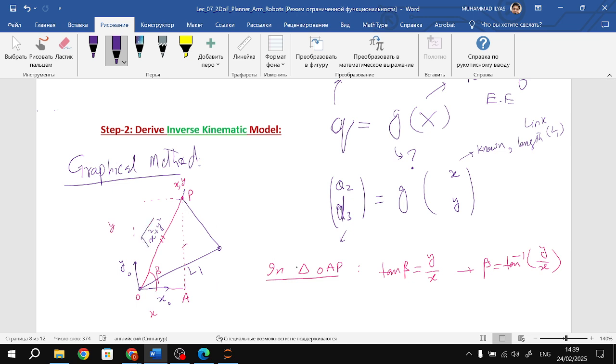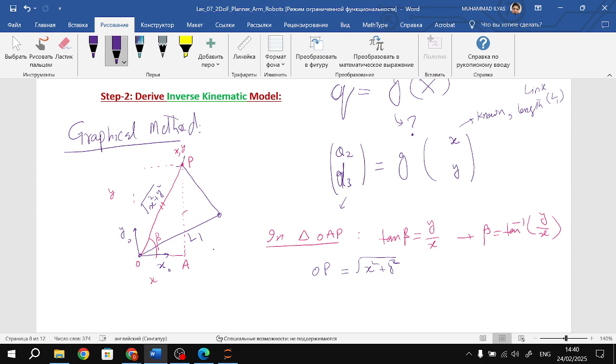Right, because in this triangle OP will be equal to this one. Okay, if you get this OP, and this length is d3, your joint variable, right? Moving in this direction. So it means that, and this angle is 90.